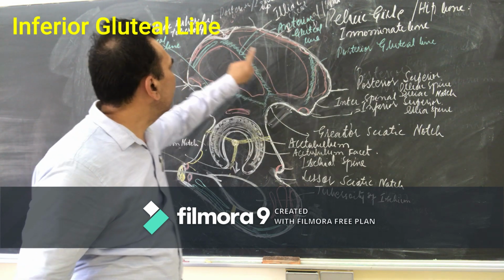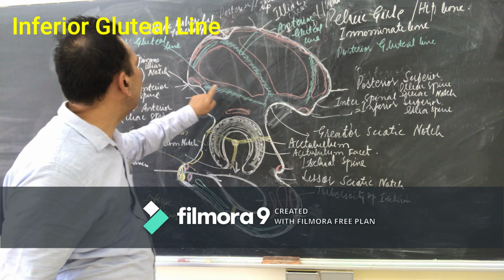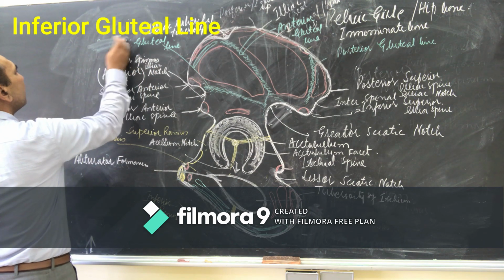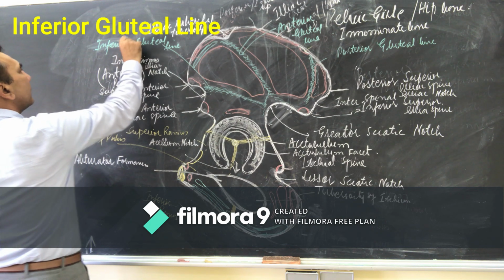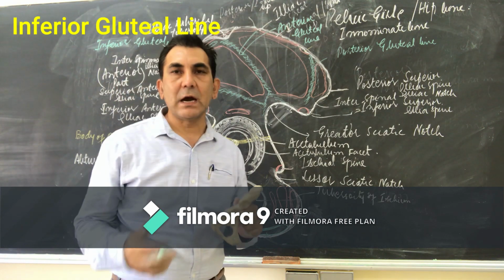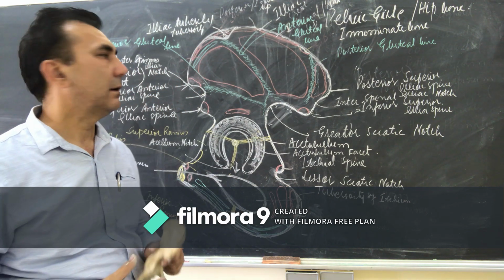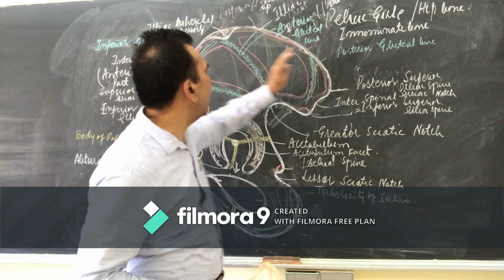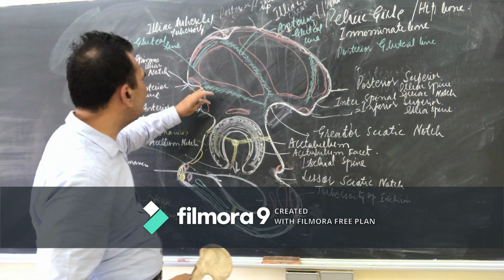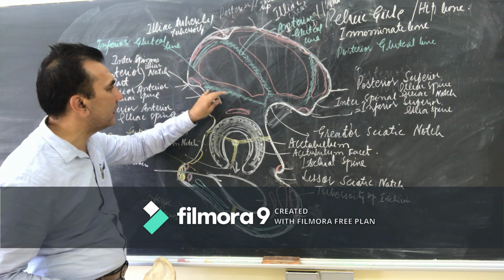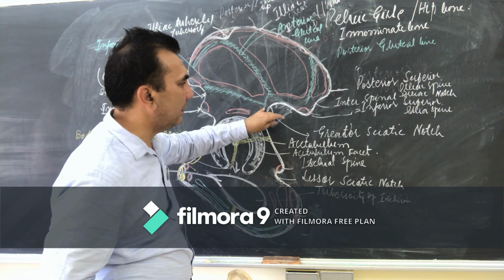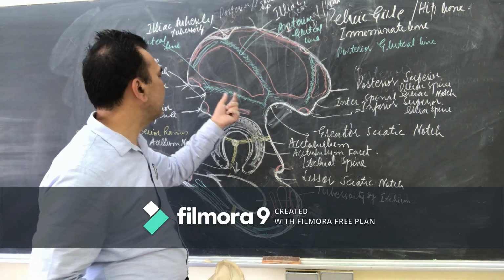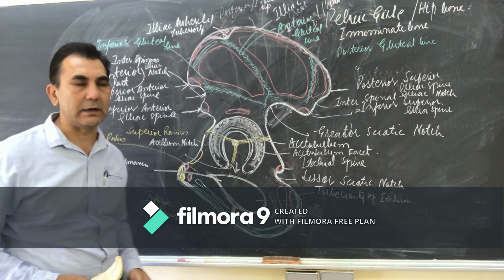The posterior gluteal line, the anterior gluteal line, and the inferior gluteal line. These are the three lines. One is the posterior gluteal line, the second is the anterior gluteal line, and the third one starts from the anterior superior iliac spine and goes towards the greater sciatic notch. This line is called the inferior gluteal line.